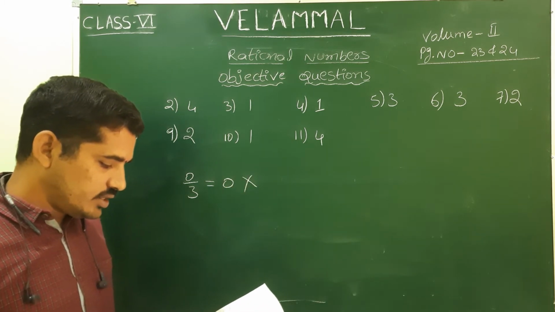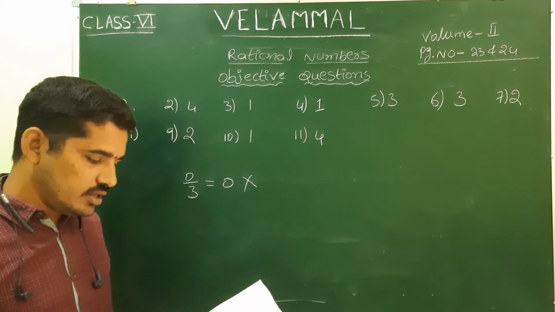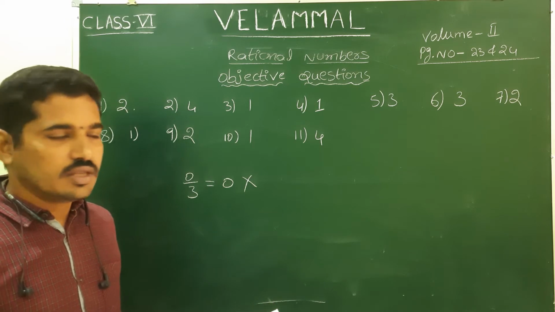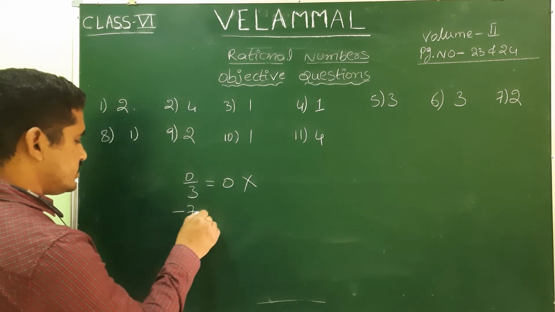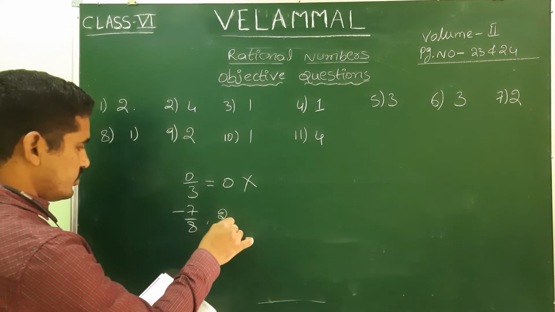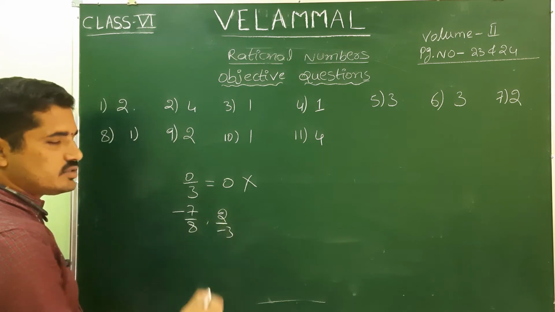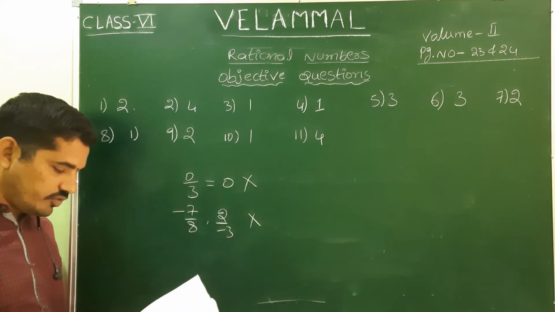Minus 7 by 8, 2 by minus 3 are fractions but not rational numbers. First of all, minus 7 by 8 and 2 by minus 3 are not fractions. Why? These are negative, so negative fractions will not be there. So these are not fractions. The second one is also false.